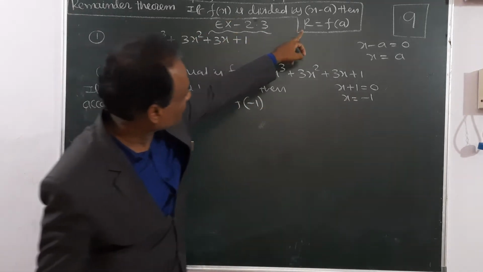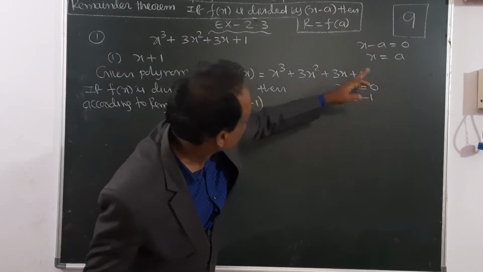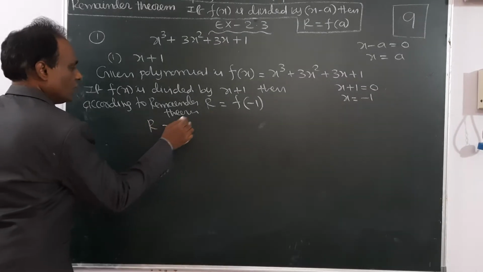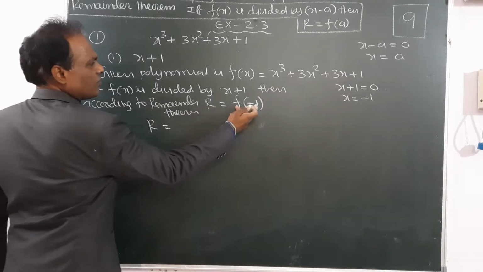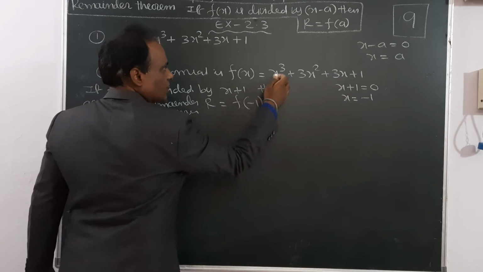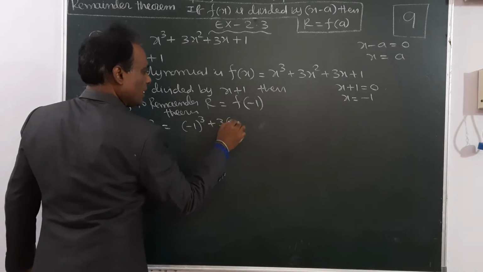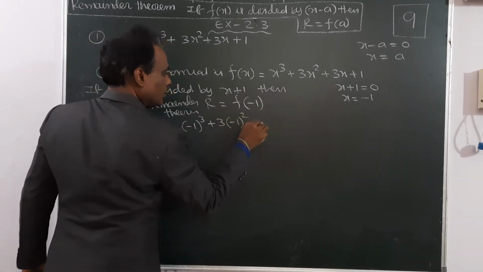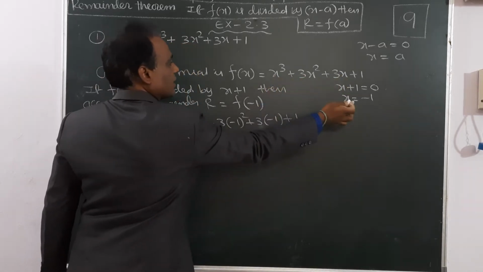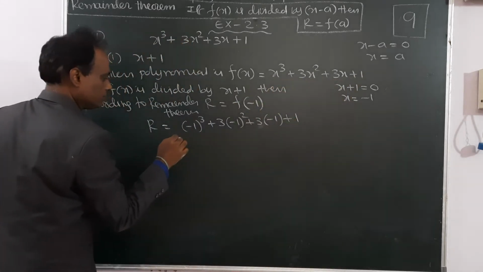I wrote here the remainder, f of a. If x minus a is 0, x is equal to a. If x plus 1 is 0, x is equal to minus 1. Now the remainder is f of minus 1. f of minus 1 means, in the given polynomial, in place of x write minus 1. Minus 1 whole cube, plus 3 into minus 1 whole square, plus 3 into minus 1, plus 1.